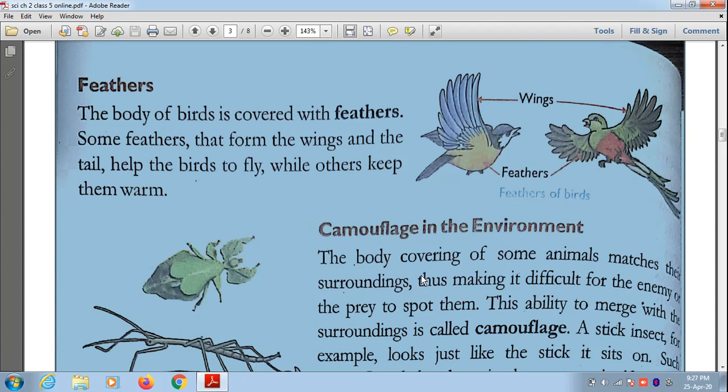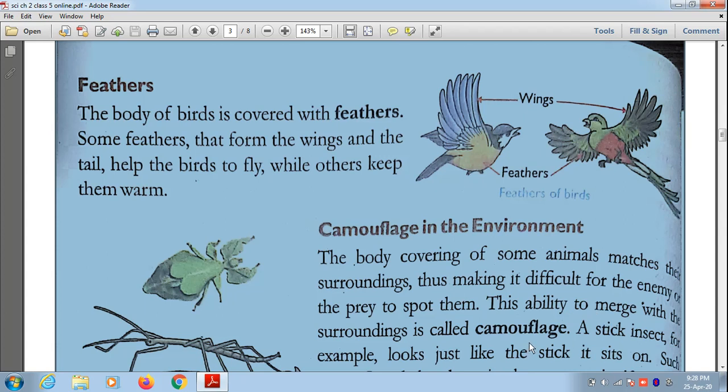जैसे आसपास के सराउंडिंग्स हैं उसके अकॉर्डिंग एक ऑर्गेनिज्म अपने बॉडी कलर को कैमोफ्लेज कर लेता है और छुप जाता है और एनिमी से बच जाता है, राइट? The body covering of some animal matches with the surroundings, thus making it difficult for the enemy or the prey to spot them. वो उस बैकग्राउंड के साथ मर्ज कर जाते हैं and then it becomes very difficult for the enemy to spot them. So this ability is known as camouflage.